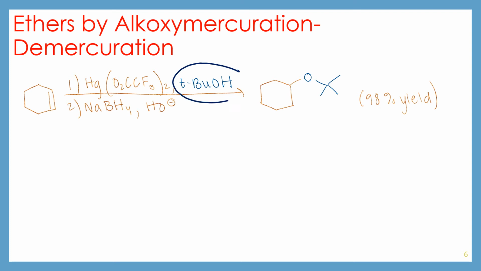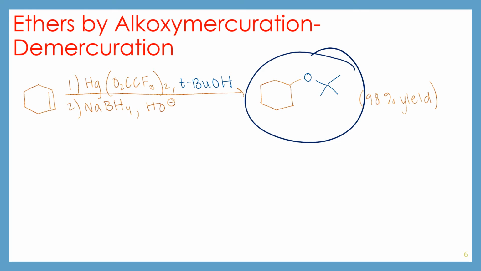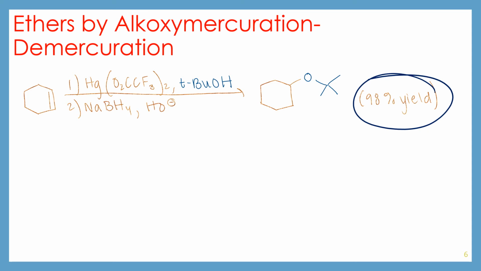And in the place of the water that would normally be here, you put in your alcohol of choice. And this is going to end up making an ether, and this is going to follow Markovnikov rules minus the potential for rearrangement. And this is a pretty high yielding reaction, so this is a good way to do this. And it definitely avoids the potential for side products. Even with the Williamson ether synthesis, if you combine the wrong things together, you have a chance of doing elimination. But in alkoxymercuration-demercuration, you have a better chance of just ending up with the ether. 98% yield. It's pretty good.